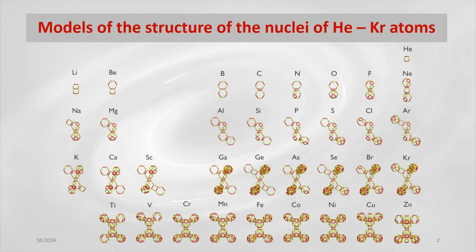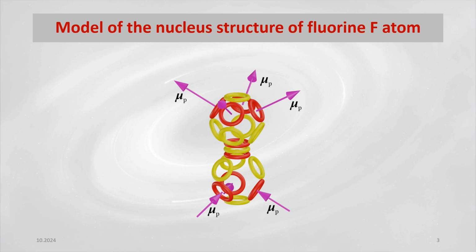According to the ring theory, the structure of an atom's nucleus determines the properties of atoms, which defines the position and properties of electrons in relation to protons in the nucleus of an atom. The first representative of the halogen group is fluorine.